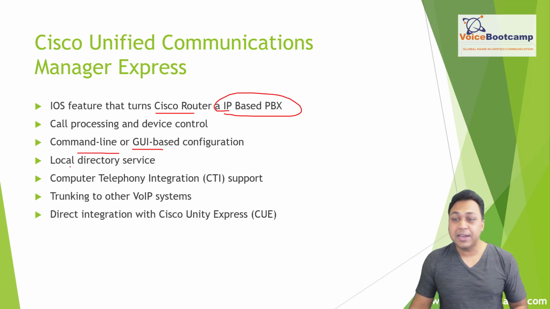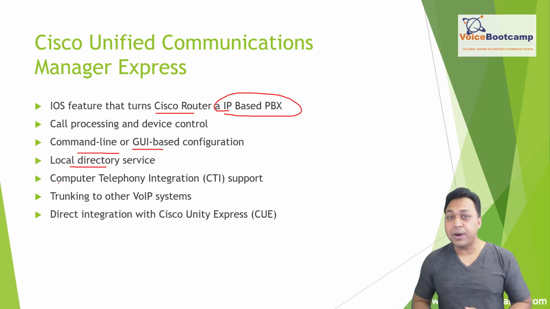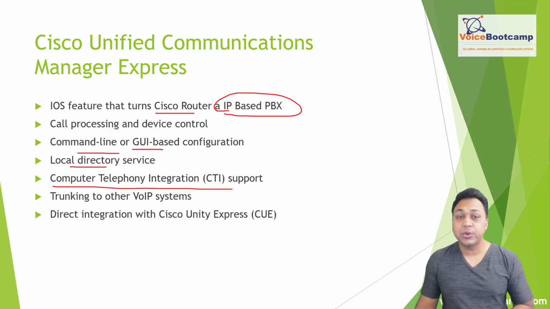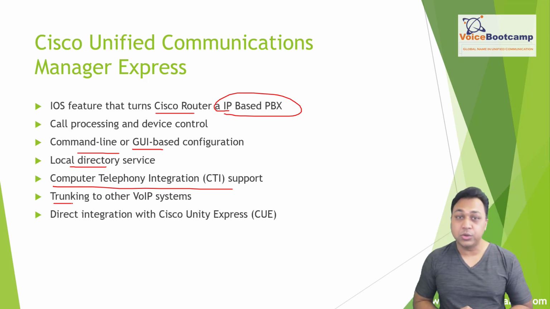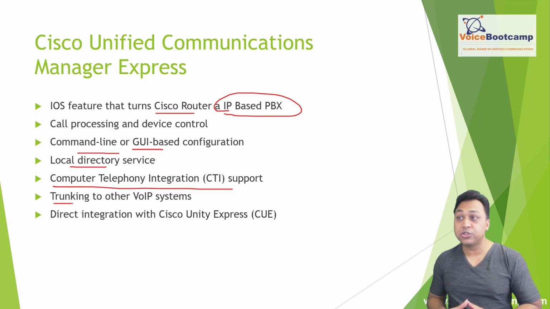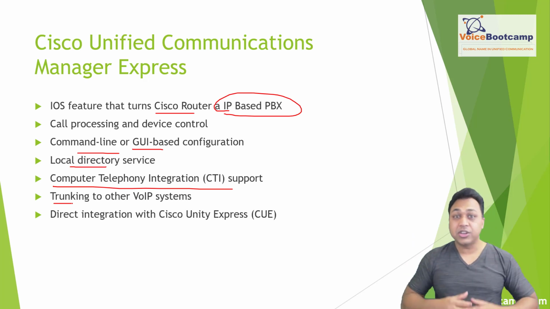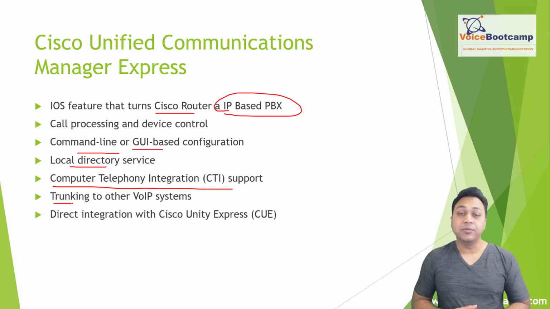It can provide local directory services where you can look up somebody's phone number. Now, obviously, sometimes you may need to integrate your platform with a third party, so it does provide computer telephony integration support. It does provide SIP trunking or H.323 trunking with a service provider or another VoIP system that you might have. And one of the very good advantages of running Cisco Unified Communications Manager on an ISR platform is that you can have a voicemail, which is the Unity Express module, within the router or on a virtual machine to provide a voicemail solution.